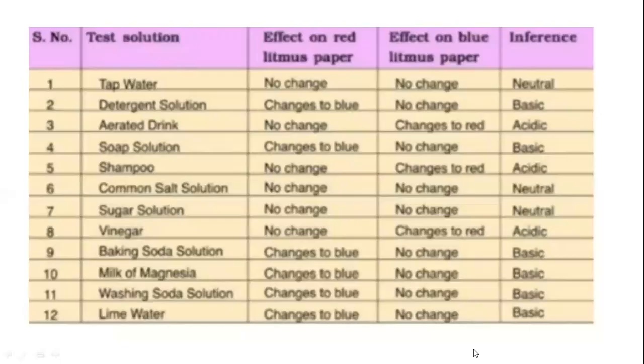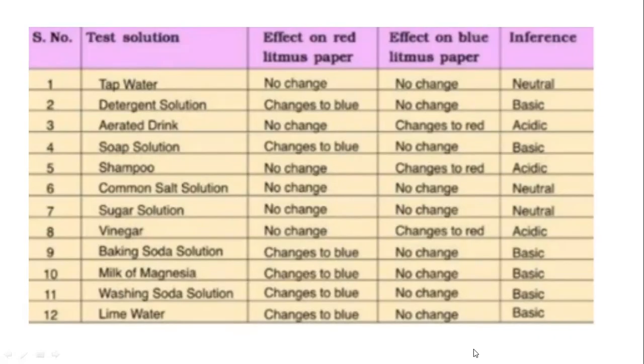Tap water. Tap water is neutral, right? So red litmus paper or blue litmus paper, both would have no change. Now detergent solution. Detergent, just now we discussed, any kind of soap is basic in nature. So the effect on red litmus paper: red changes to blue.